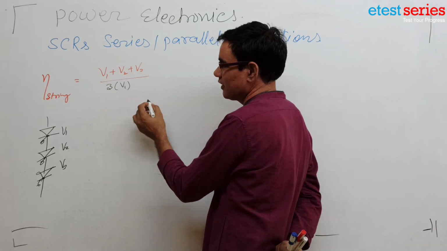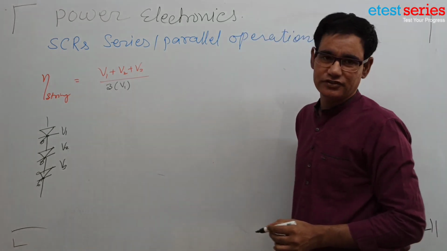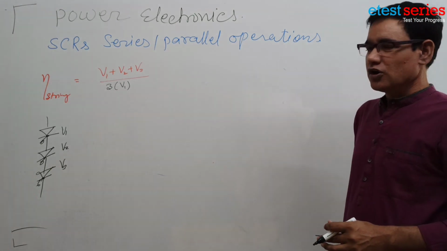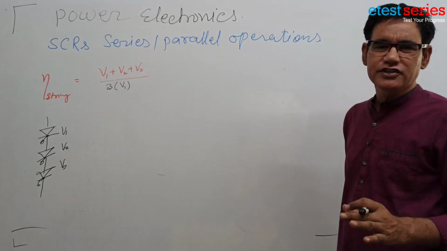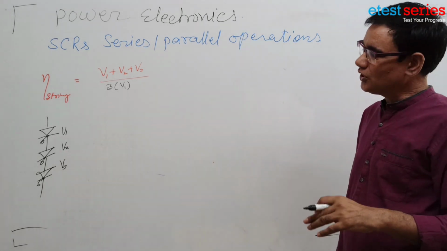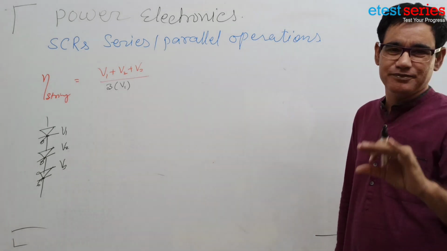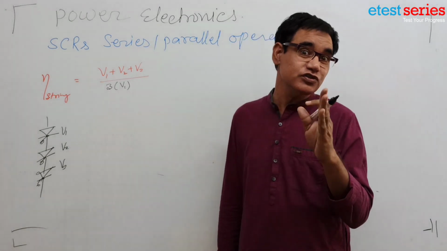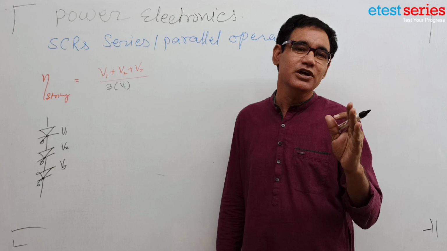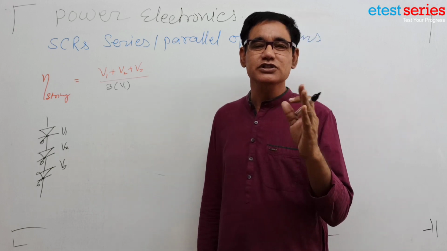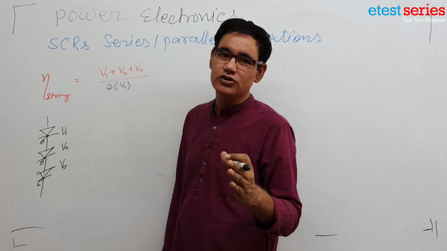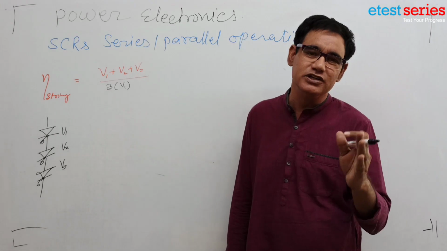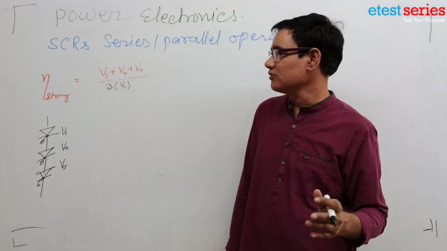String efficiency is equal to the voltage across the whole string divided by n times the voltage across one individual device. String efficiency is less than 100% because the voltage across each and every one is not the same. The voltage across the first one is higher as compared to the second one and third one. So the voltage across the second and third is less. Therefore, the efficiency is not 100%. It is less than 100.